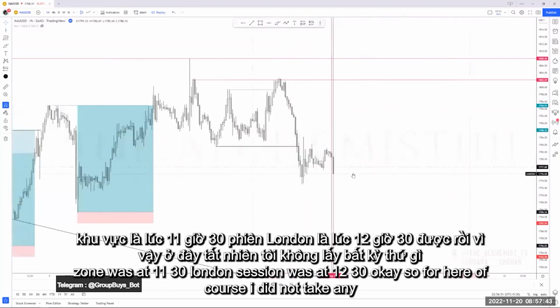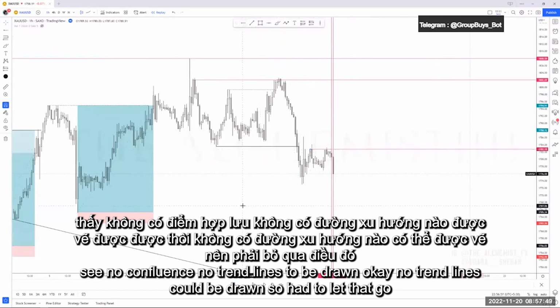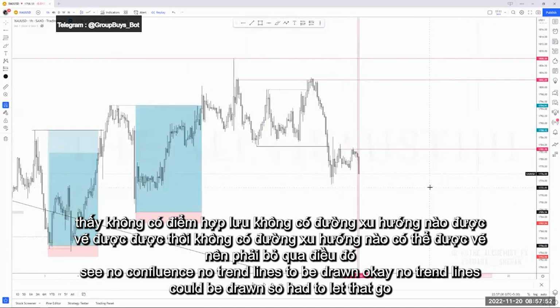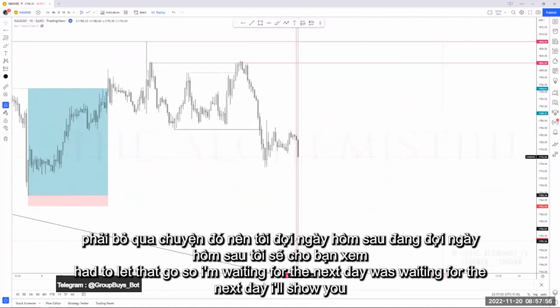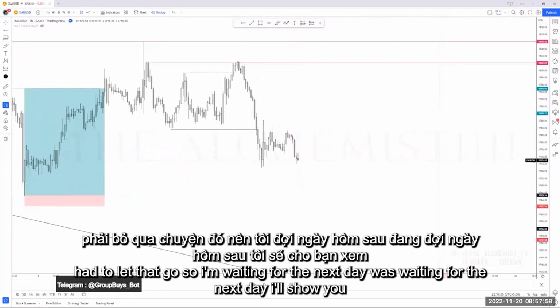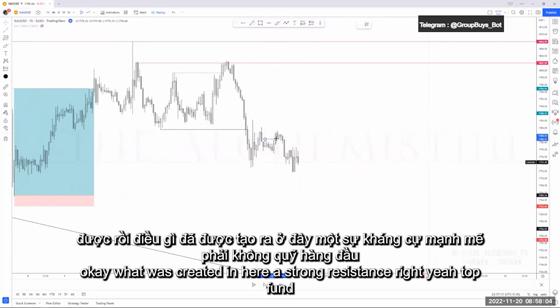So for here, of course, I did not take any sells from here because, even though we had this resistance in here, no confluence. Can you see it? No confluence. No trend lines could be drawn, so I had to let that go. So I was waiting for the next day. I'll show you. What was created in here? A strong resistance, right? Stop hunt.